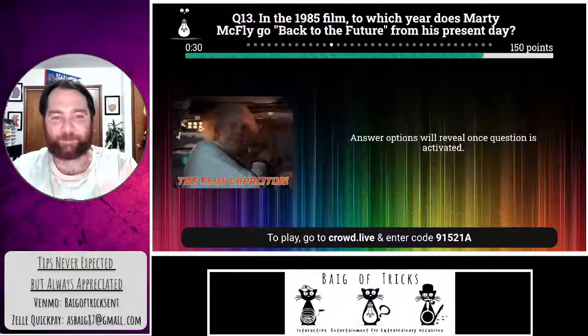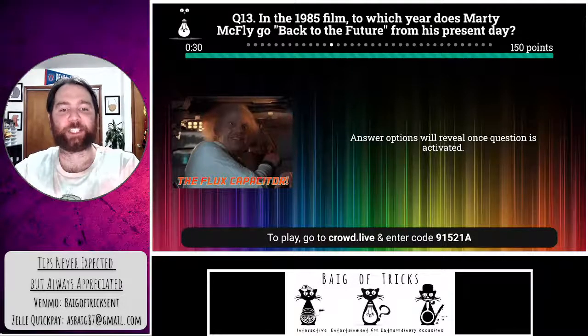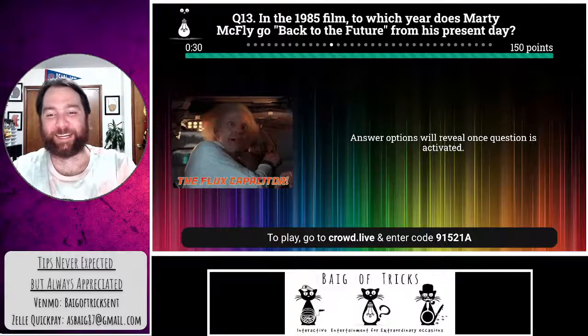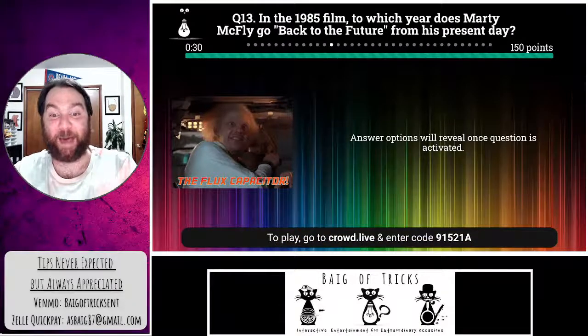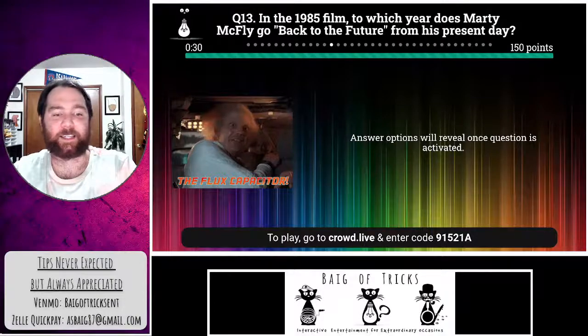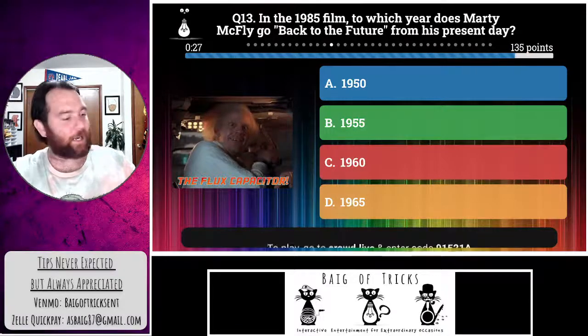Question 13. In the 1985 film, to which year does Marty McFly go back to from his present day? In which year does Marty McFly go back to in the original Back to the Future film? Starts in 1985 and goes to what year? Was it 1950, 1955, 1960, or 1965?